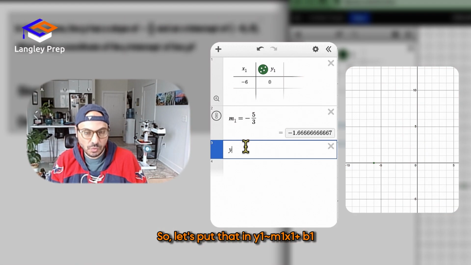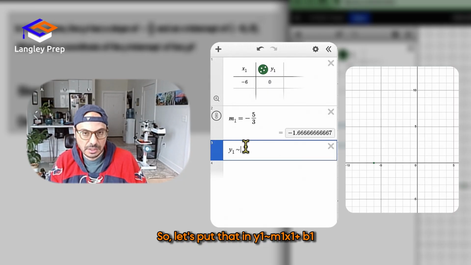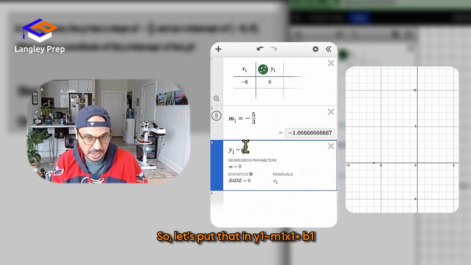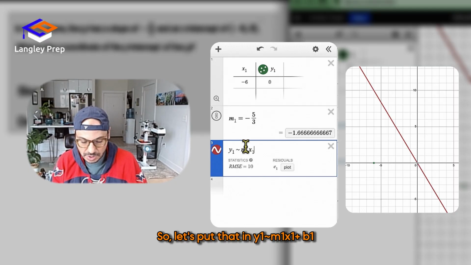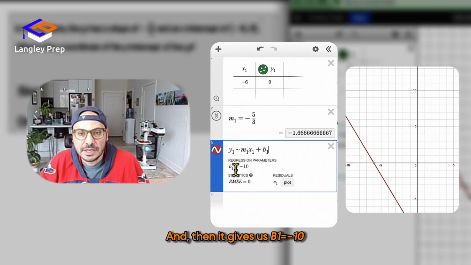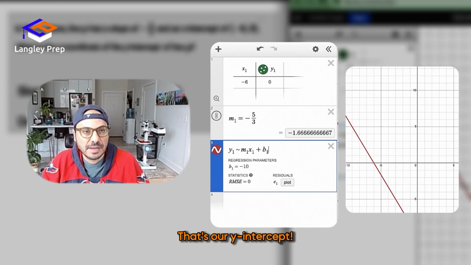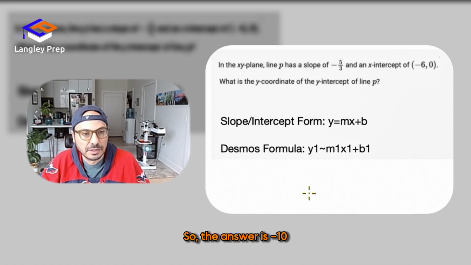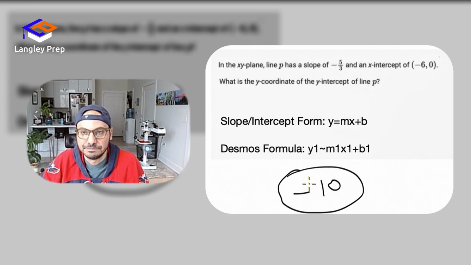So let's put that in, y1 tilde m1 x1 plus b1, and then it gives us b1 equals -10. That's our y-intercept. So the answer is -10, and that's it.